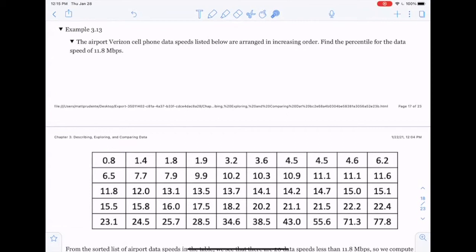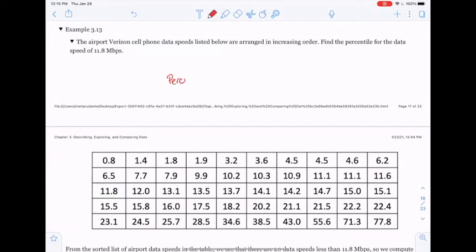Let's say we have airport Verizon cell phone data speeds listed below. We arrange them in increasing order. We want to find the percentile that corresponds to a speed of 11.8 megabits per second. So we'll find 11.8 megabits per second, and to find this percentile, I want to count how many data points are listed less than that. 1, 2, 3, 4. There are 10 in each row.